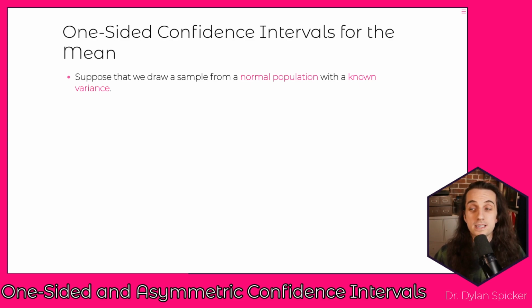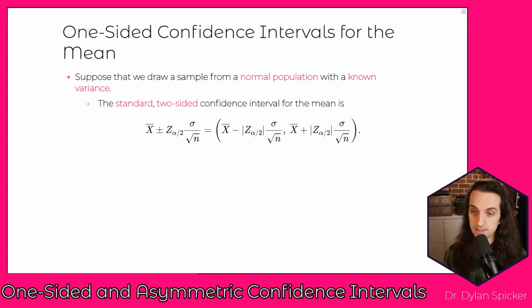If we were drawing from a sample that's a normal population with a known variance, so starting from sort of the easiest set of assumptions that we can work with here, then the standard two-sided confidence interval is going to be given by x bar plus or minus the critical value times sigma over the square root of n. Right? And so it gives us this interval of x bar minus the magnitude of it times sigma over the square root of n, and then x bar plus the magnitude of the critical value times sigma over the square root of n.